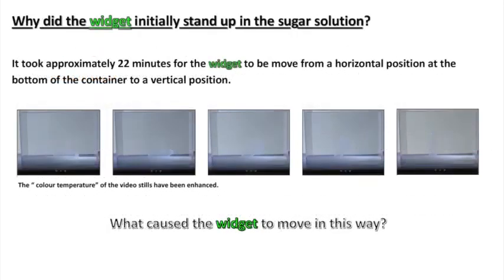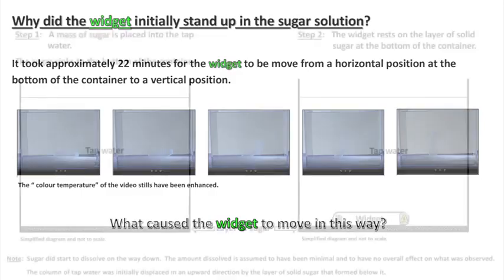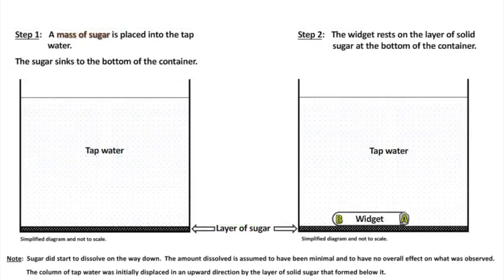Why did the widget initially stand up in the sugar solution? It took approximately 22 minutes for the widget to move from a horizontal position at the bottom of the container to a vertical position. What caused the widget to move in this way? Step 1. A mass of sugar is placed into the tap water. The sugar sinks to the bottom of the container.